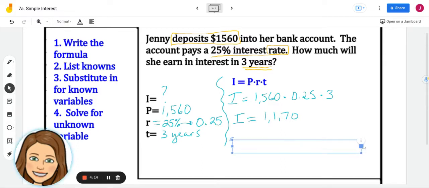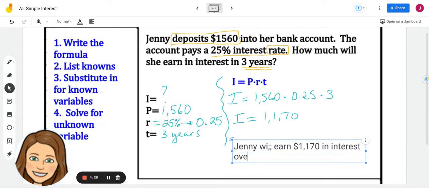And you would write a sentence that says, Jenny will earn, and then put your dollar sign because we're talking about money, $1,170 in interest over 3 years.